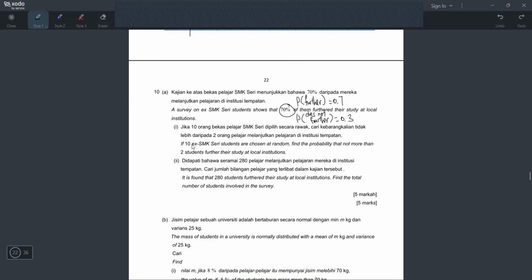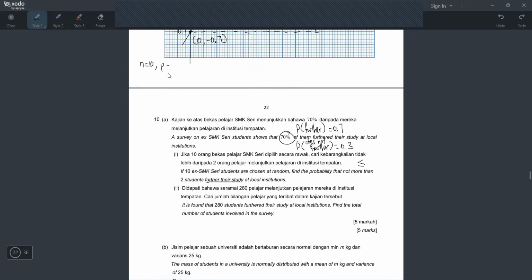Okay, let's keep reading. If 10 X SMK 3 students are chosen, so N is 10. The N I know already is 10. And then find the probability that not more than 2 students, not more than means tak boleh lebih, so smaller sama dengan, further their study. It means what is your probability of success? Further their study. So for this experiment to consider success, you have to choose the one yang further study. So the probability of success is 0.7. The probability of failure will be 0.3.